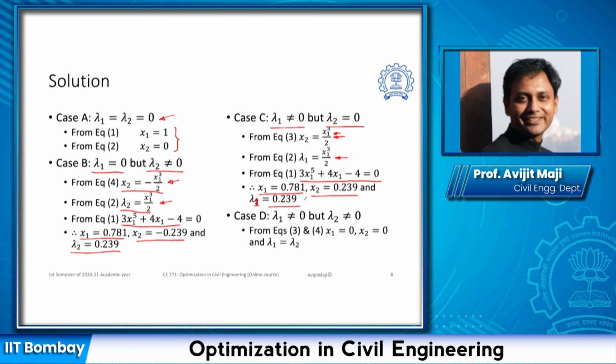The third case could be where both my constraints are active, and in this case, if we solve equation 3 and 4, we can easily obtain the value of the two design variables as equal to 0, and as we replace these values in those equations, we can show that the two Lagrange multipliers are going to be equal.